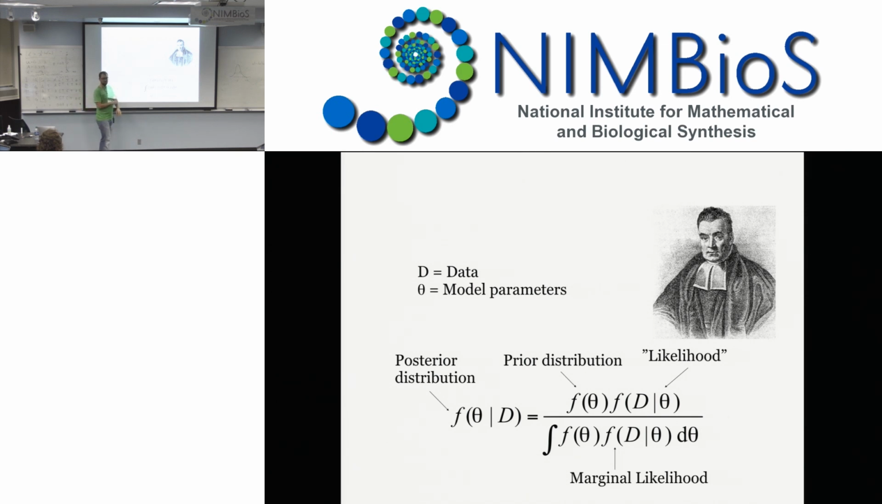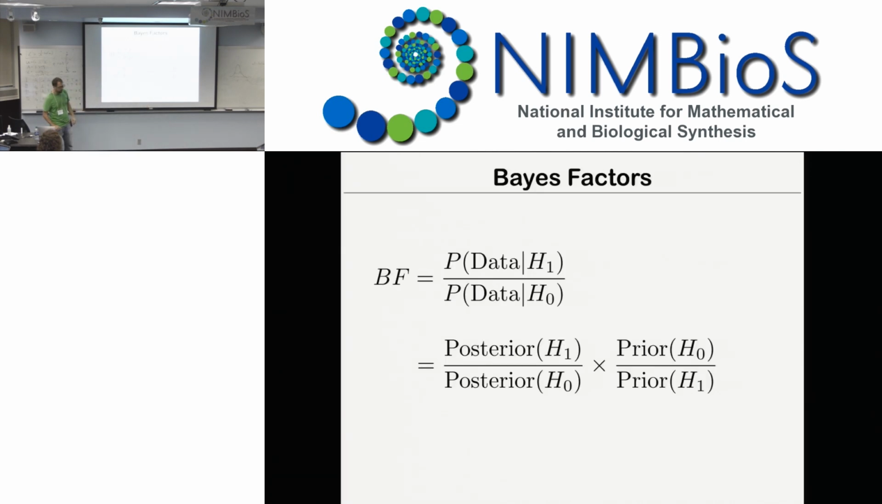Now, for model selection with Bayes factors, we are actually interested in this part here. So we actually need to compute that marginal likelihood, that normalizing constant, and that is really complicated because we need to integrate over the prior and all the likelihood values that are possible to compute that marginal likelihood.